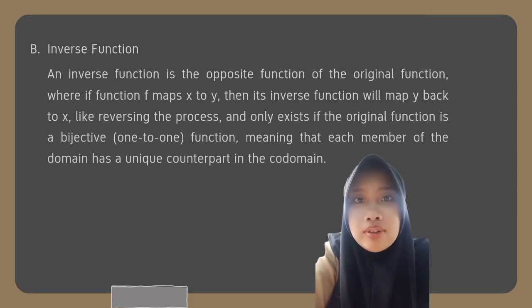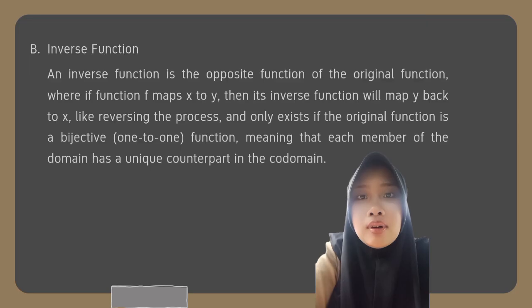2. Inverse function. An inverse function is the opposite function of the original function, where if function f maps x to y, then its inverse function will map y back to x, like reversing the process, and only exists if the original function is a bijective one-to-one function, meaning that each member of the domain has a unique counterpart in the codomain.